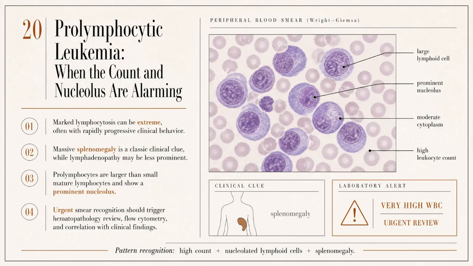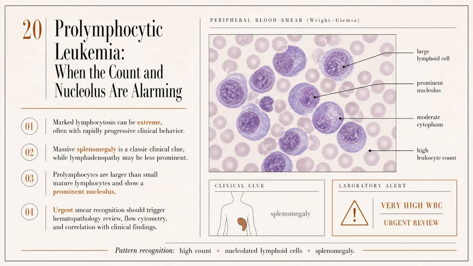these downstream analyses. In the histotechnology laboratory, prompt identification of prolymphocytes on peripheral blood smears or bone marrow aspirates should trigger immediate communication with the hematopathologist. This facilitates urgent diagnostic workup and timely initiation of therapy, which is critical given PLL's aggressive nature.